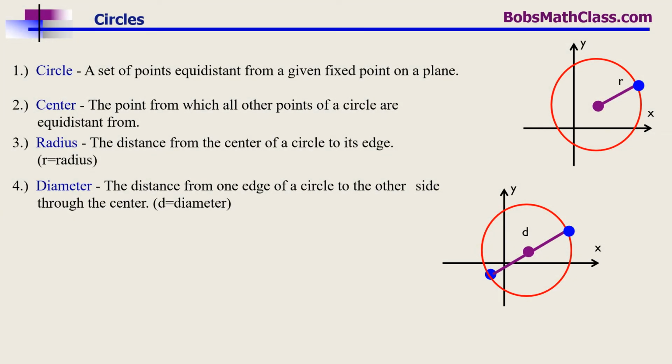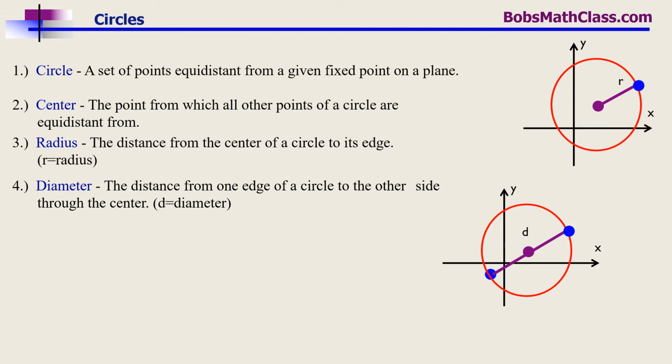Okay, this video is on circles. A circle is a set of points equidistant from a fixed point on a plane. So all the points on that circle are the same distance from a certain point, and that point is called the center. The center is the point from which all other points of the circle are equidistant.